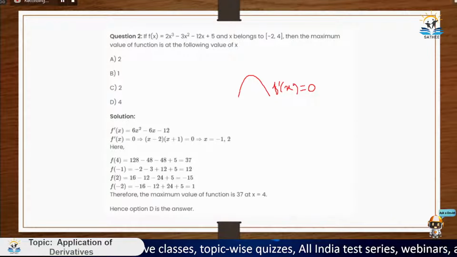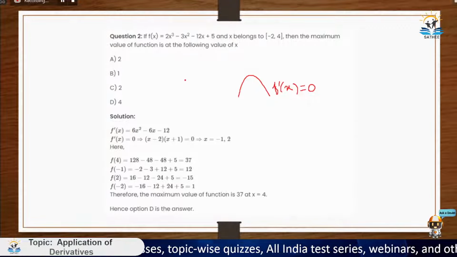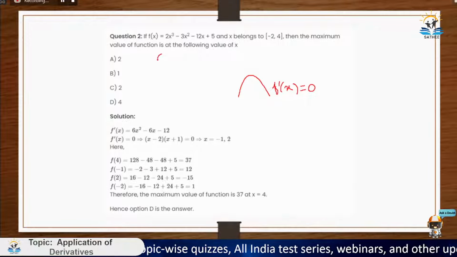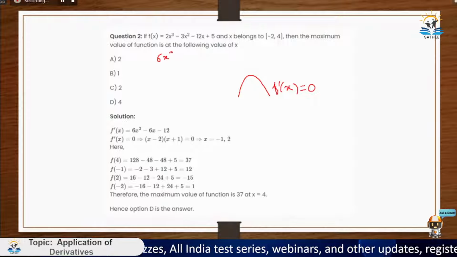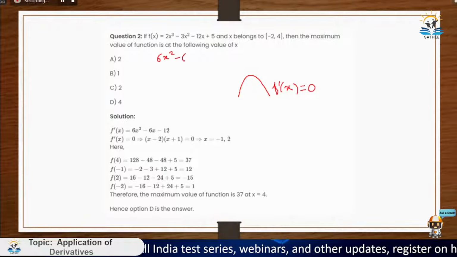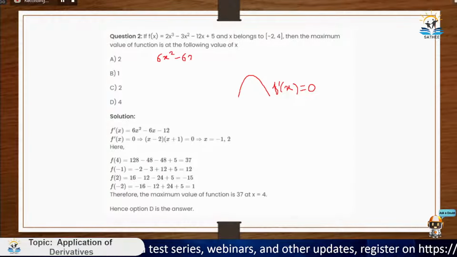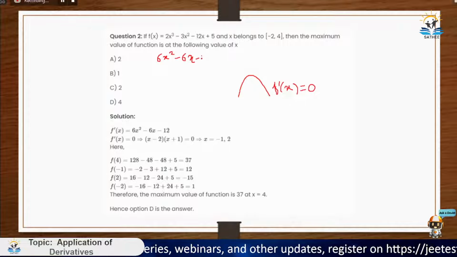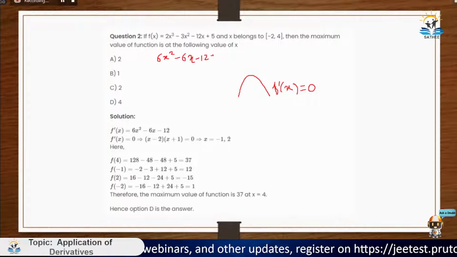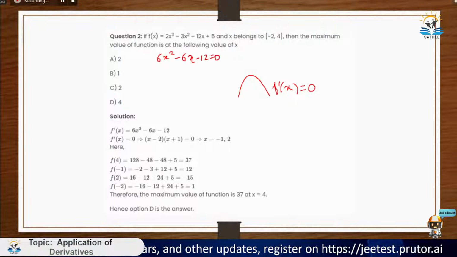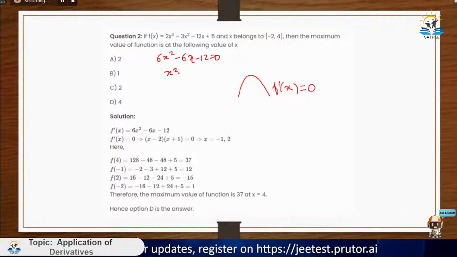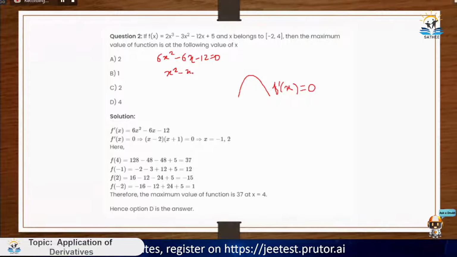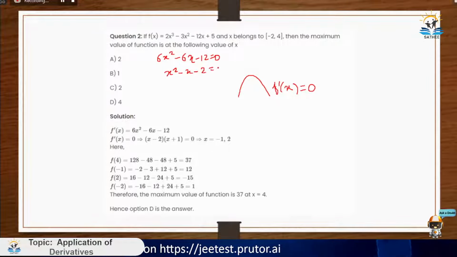So you will get the value of x. So calculate f'(x). It would be 3 into 2, 6, 6x square minus 6x minus 12 equal to 0. Okay. So you are getting this thing. From here, take 6 common. You will get x square minus x minus 2 equal to 0.